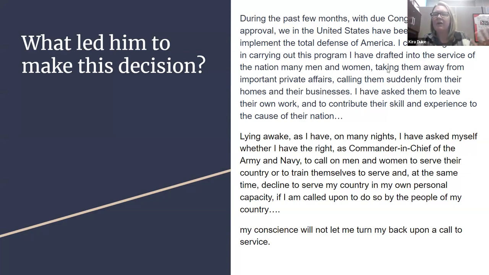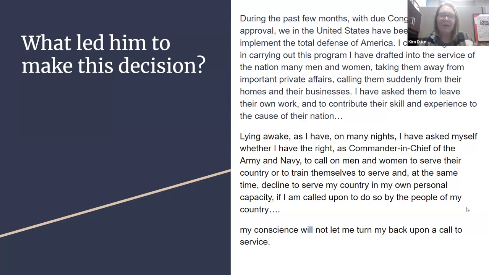Of course, it starts off talking about the things that the country is doing to implement defense measures. And he says, "I cannot forget that in carrying out this program, I have drafted into the service of the nation many men and women, taking them away from important private affairs, calling them suddenly from their homes and their businesses." And then he goes on to talk about lying awake at night. "I've asked myself whether I have the right as commander in chief of the Army and Navy to call on men and women to serve their country, and at the same time to decline to serve my country in my own personal capacity if I am called upon to do so by the people of this country."